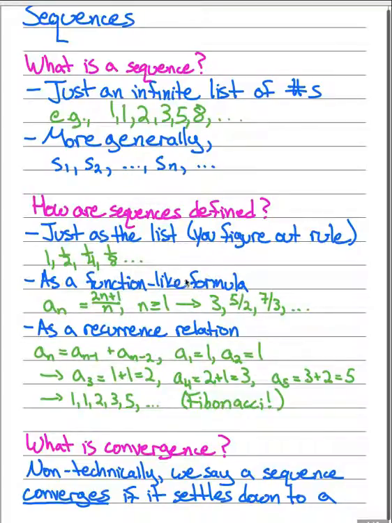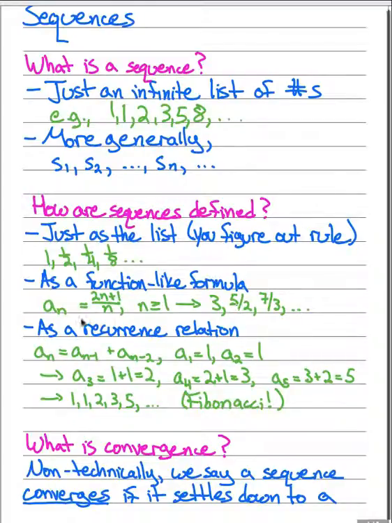Another way we could define a sequence is by giving that rule. So we could give a function-like formula that says the nth element of the sequence is (2n plus 1) over n, where n starts at 1. If we plug in 1, we get 3 over 1, so that's 3. If we plug in 2, we get (2 times 2 plus 1) over 2, that's 5/2, and so on.